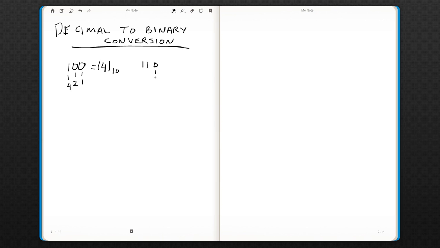If you had 110, again the same idea. This number would be 4 plus 2, it would be 6. So one more, let's say we have a 4-digit number, 1011. So this is 1, 2, 4, 8. So your number would be 8 plus 2 plus 1, which is 11.